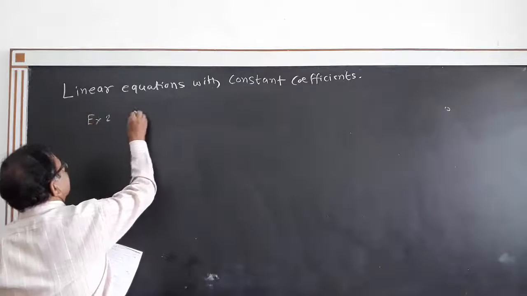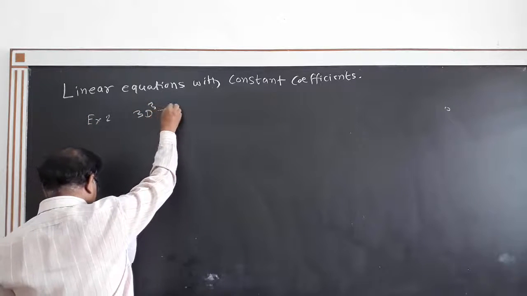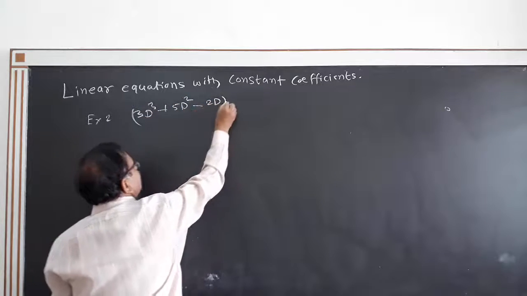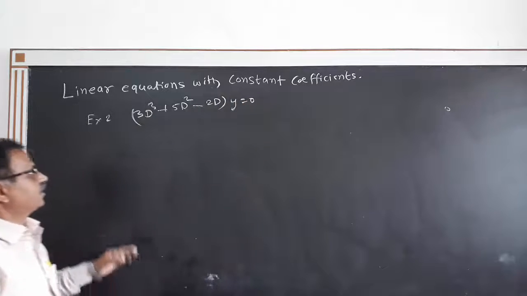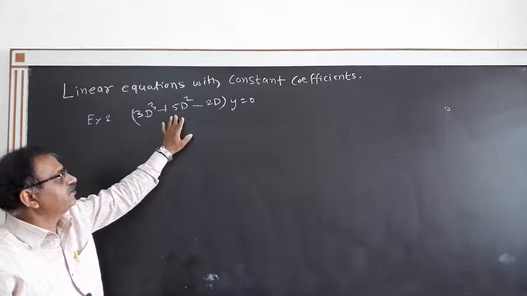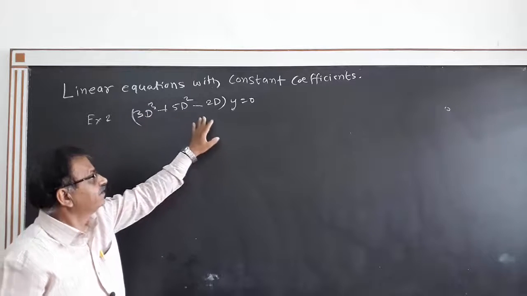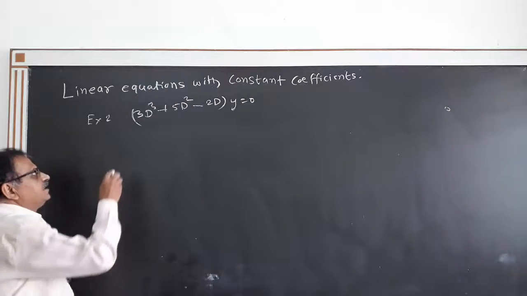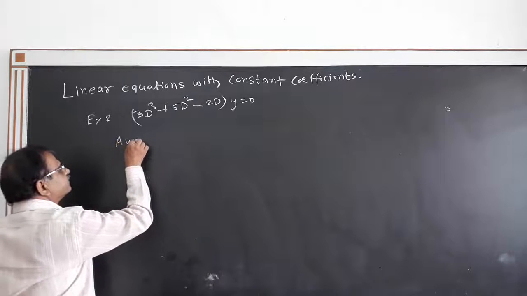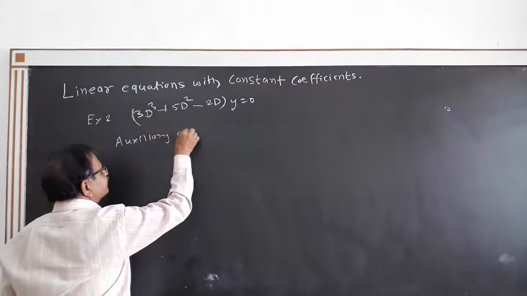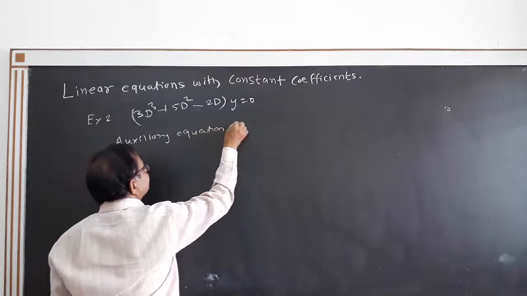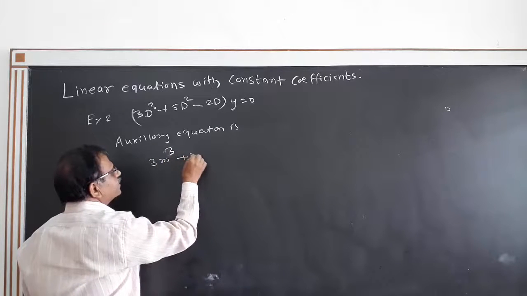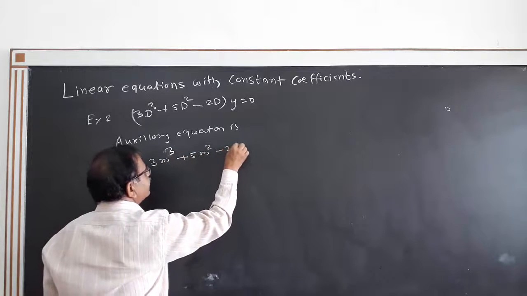Example 1. 3D cube plus 5D square minus 2D into y equal to 0. We have to solve this differential equation. Now its auxiliary equation is 3m cube plus 5m square minus 2m equal to 0.